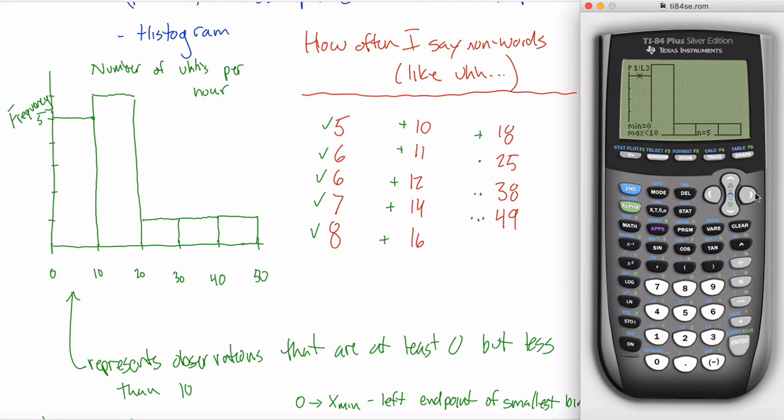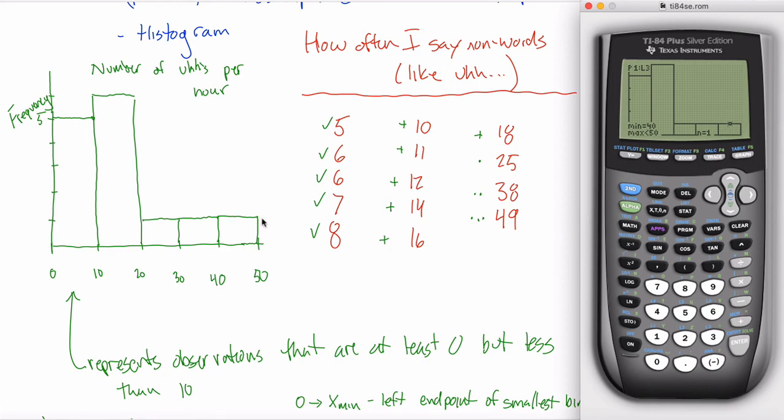And if I press the right arrow key, the cursor jumps up here, says between 10 and 20, there's 6 observations. And between 20 and 30, there's 1 observation. And between 30 and 40, there's 1. And between 40 and 50, there's 1. You never need to use that, but it's just a convenient feature. It's up here under trace.